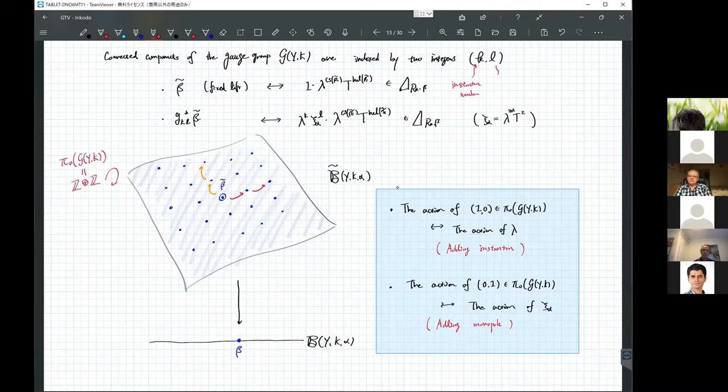And L is called monopole number. And for a fixed lift of the generator beta tilde, associated to this monomial in the local coefficient system, G_KL denotes a gauge transformation which is contained in the connected component indexed by two integers K and L.